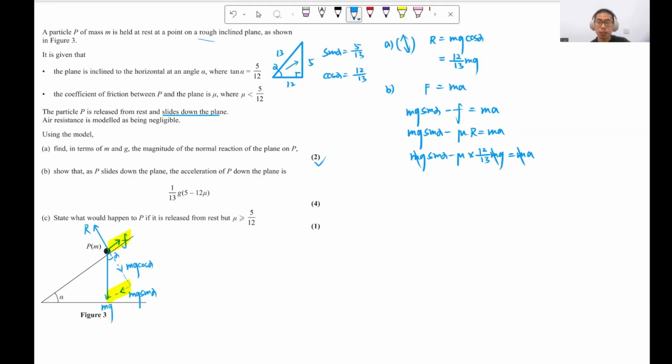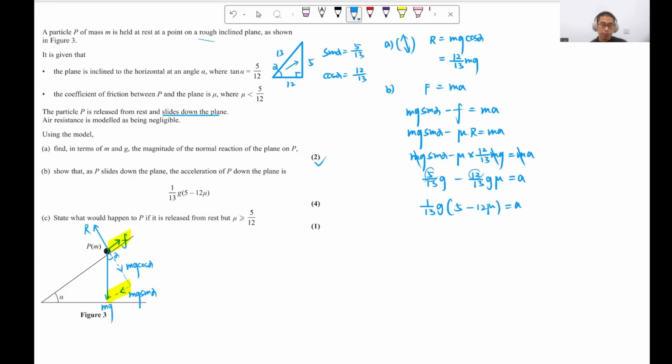So we just have to check what we know so far. First we change sine alpha into 5/13. So 5/13 g minus 12/13 g times mu is equal to a. So both of the terms have 1/13 in them, and both of them have g in them. That means we can factorize out 1/13 and then factorize out g. So what is left for the first term is just 5, and what is left for the second one has to be 12 and also mu. Then that's what the acceleration is.